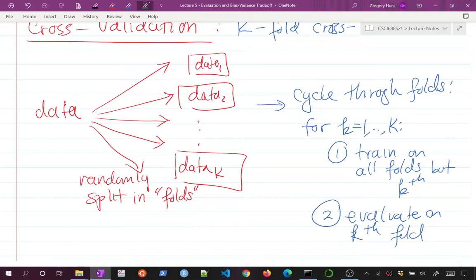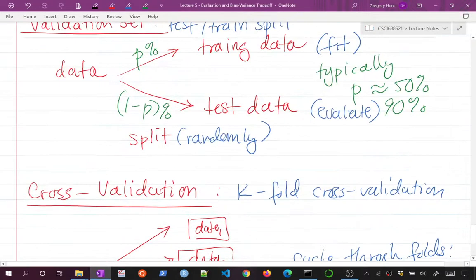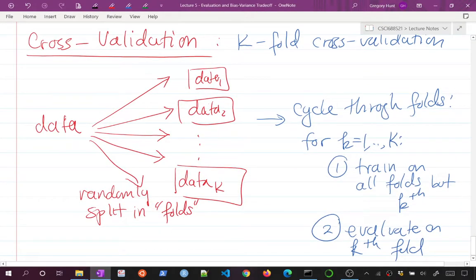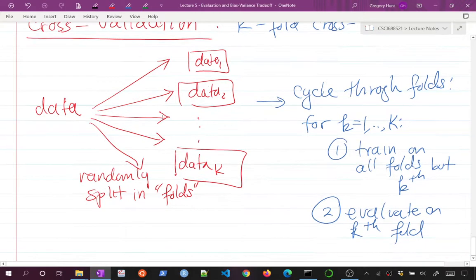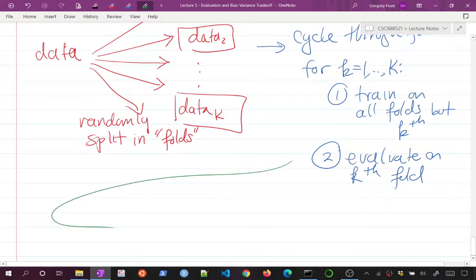In step 1, I'll get some metric. In step 2 of my loop, I will hold out the second data set, train on the other ones, and evaluate on data 2. So this is iteratively doing the previous validation set idea. At some point, every piece of data is used to train, and every piece of data is used in the evaluation. I'm cycling through and switching out which pieces are in the validation set and which are in the training set.